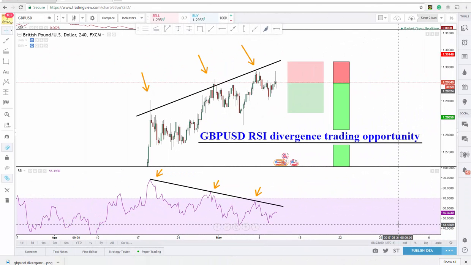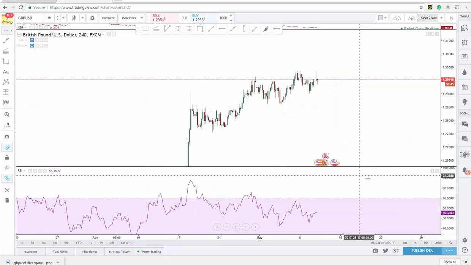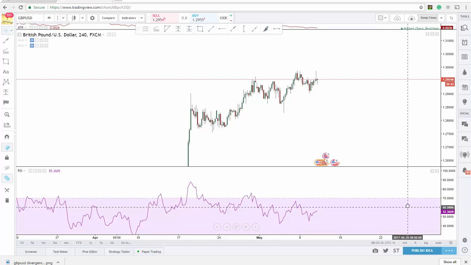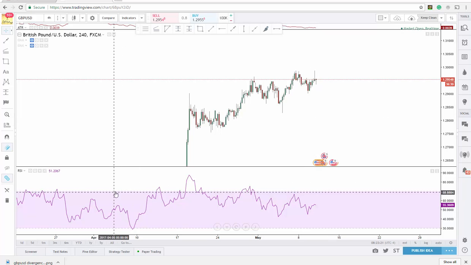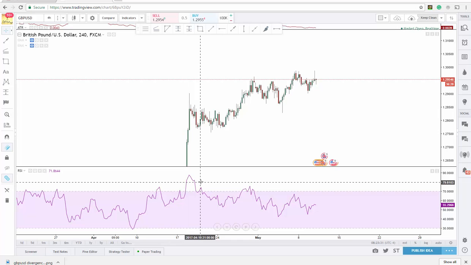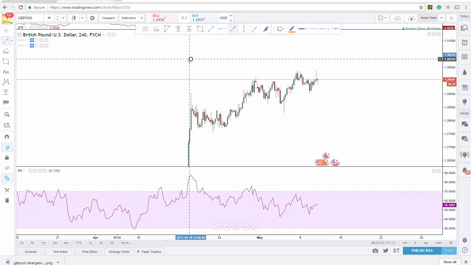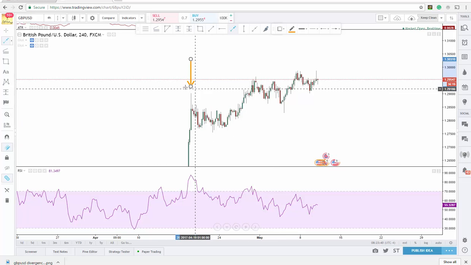Alright guys, so first off, let's talk about what is RSI divergence. So what I'm going to do is go ahead and delete everything off the screen, and I'm going to show you guys exactly what RSI divergence is. As you can see, this is our overbought line on our RSI. And once this market goes overbought, we can start looking for what's called RSI divergence. You can see if we line these up that our first overbought was right here, or our highest overbought was this high right here.